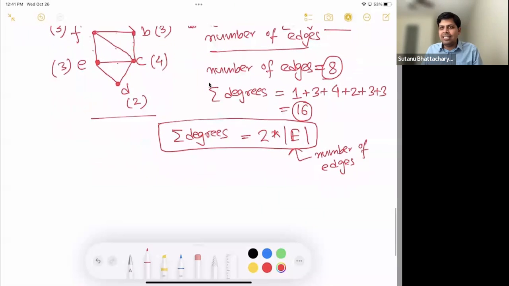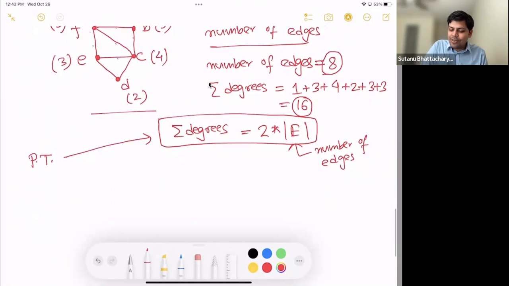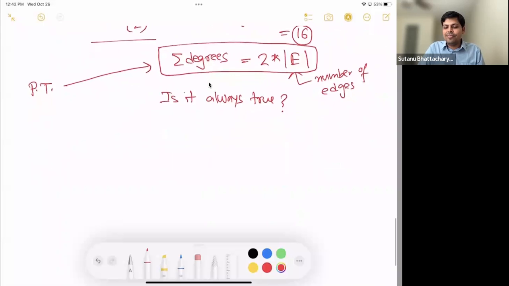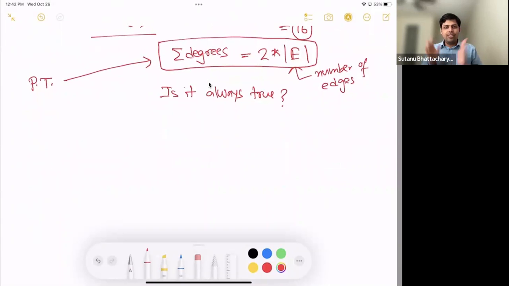Now, the obvious question would be, is it general? Means, is it true for all simple graphs? If so, how to prove that? Can you prove that summation of degrees equals 2 multiplied by number of edges? Or is it always true? This is very important to know for your final exam as well as to grasp the concept. So what do you think, Aditya or William?